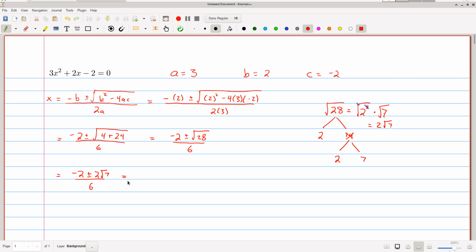In the numerator, we can go one more step by factoring the common 2 out, which leaves us with negative 1 plus or minus radical 7 all over 6. And then we can finally reduce. 2 goes into 6 3 times. So writing this out, we've got negative 1 plus or minus radical 7 over 3.